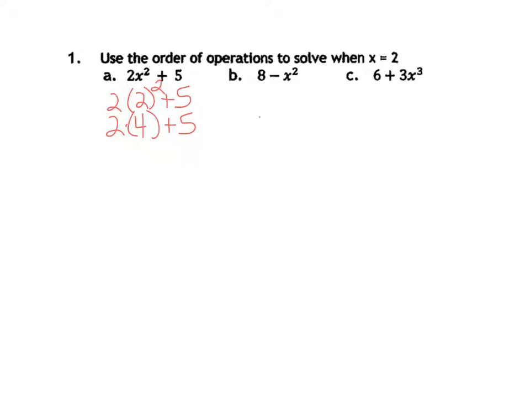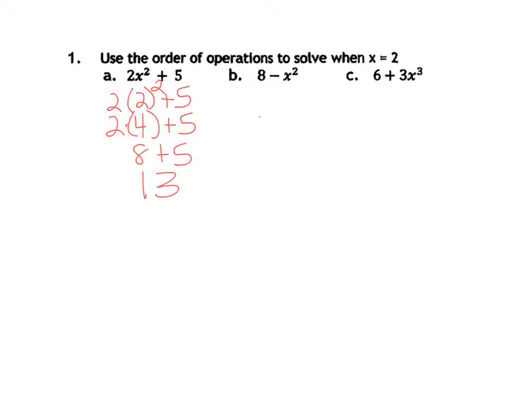So the 2 times 2, or 2 squared, became a 4. Now I still have that 2 on the front, at the beginning, on the outside of the parentheses. So what's 2 times 4? 8. 8 plus 5 is 13. What number is it? 13. Good.